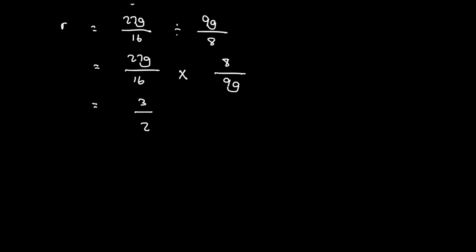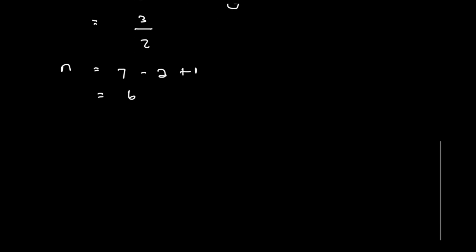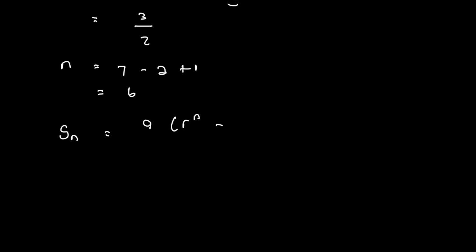And then to find n, we have to take the top minus the bottom plus 1. Our top was 7, and then the bottom was 2, so it's going to be minus 2, and then plus 1, which is going to give us a new n which is 6. So now we have our A, our r, and our n. Now we can go to our formula, that is Sn is equal to A bracket r to the power of n minus 1, close bracket, over r minus 1.